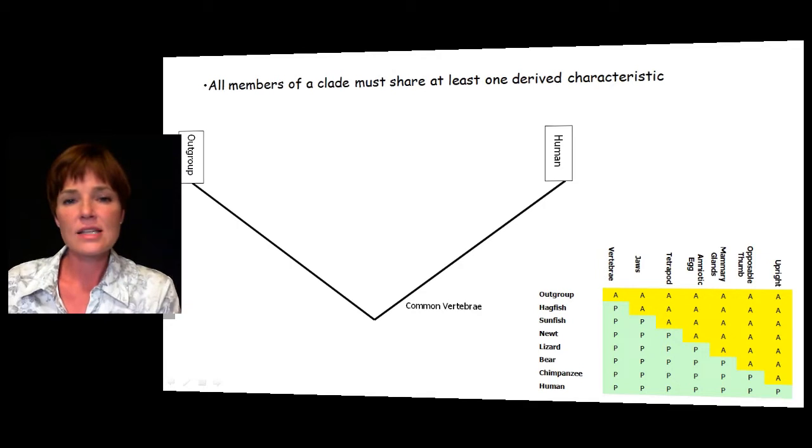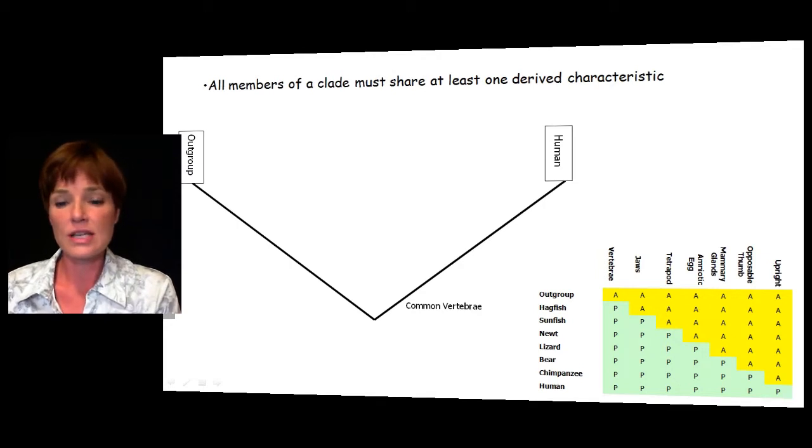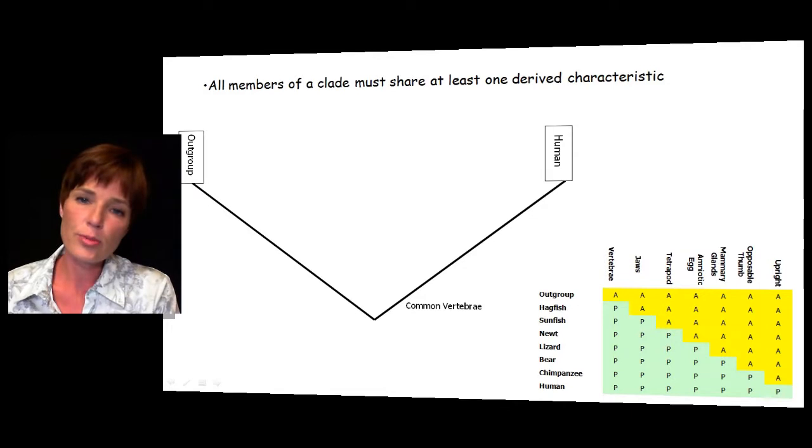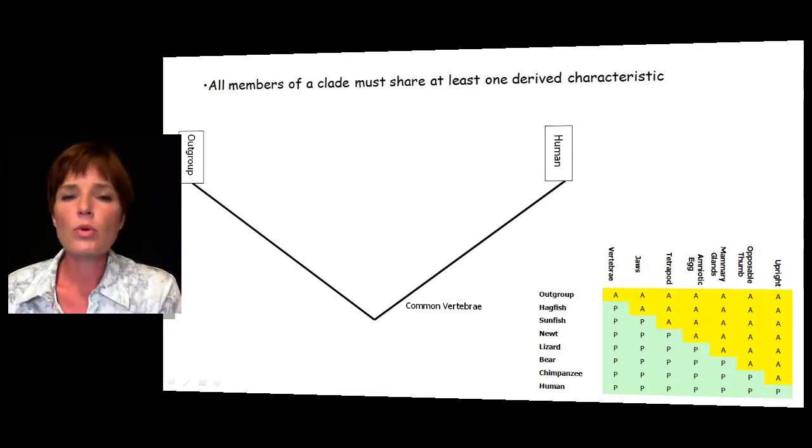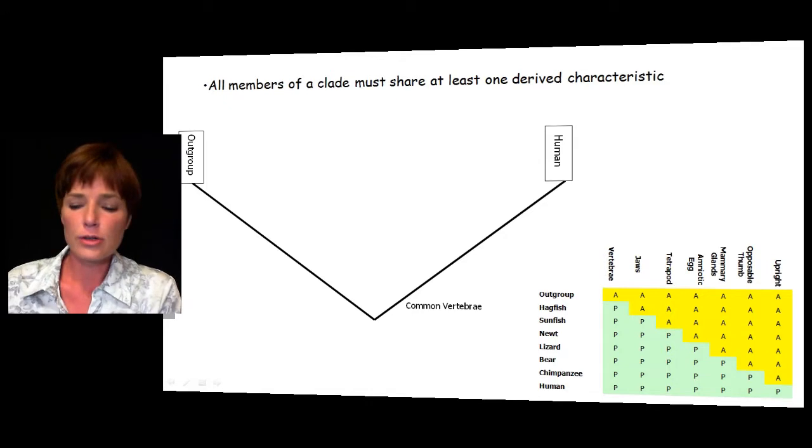Once we get past that character that's going to be present in all of them, we would want to identify a character that's going to be present only in the members of this clade. And in this case, it's going to be the vertebrae. Notice that every one of them has the vertebrae with the exception of the outgroup. So this would be where they start to differ from each other.